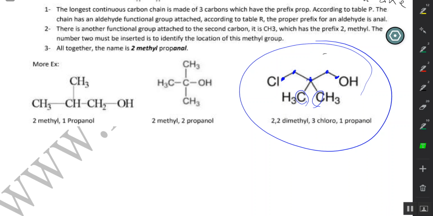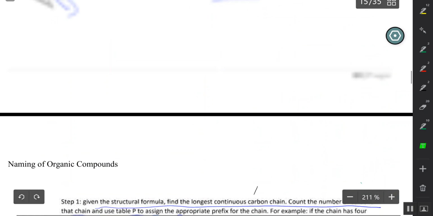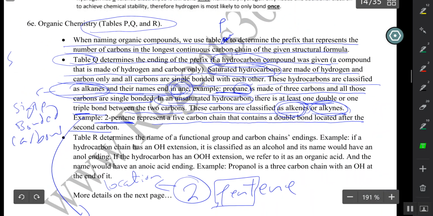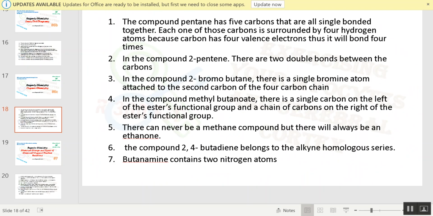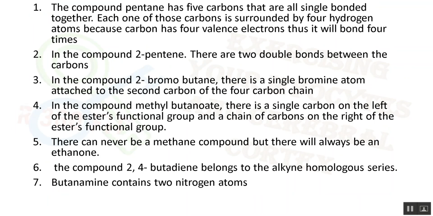And that's pretty much it. That's everything you need to know about organic chemistry naming and writing. Let's go back to the questions, see if you know how to answer them. Determine whether the following statements are true or false.